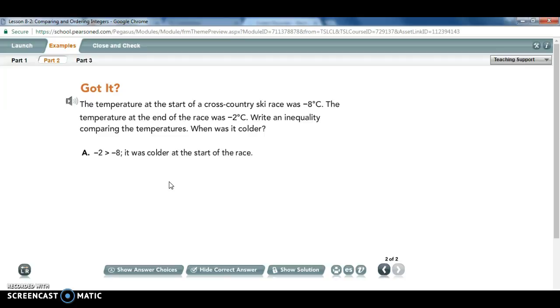Remember, my open mouth is eating my bigger number, and when I have a number line, -2 is on the right of -8, and numbers on the right are bigger than the numbers to their left.